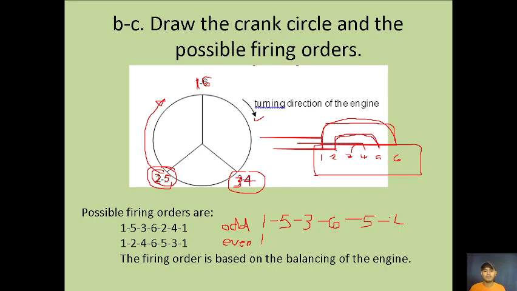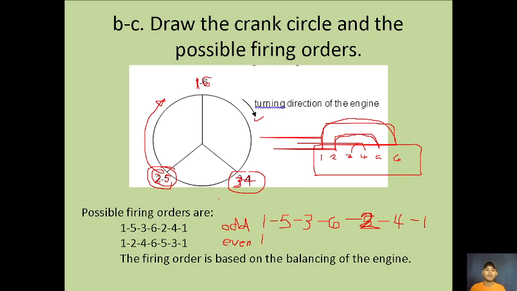Then, since 6 is even, the next is 2, and then 4, and then it goes back to 1. So it is a complete cycle. It goes back to 1, then 5 3 6 2 4, 1 5 3 6 2 4, and so on. That's how the firing order works. So that's for the odd number.